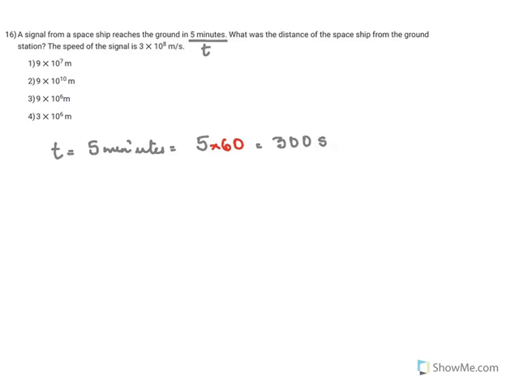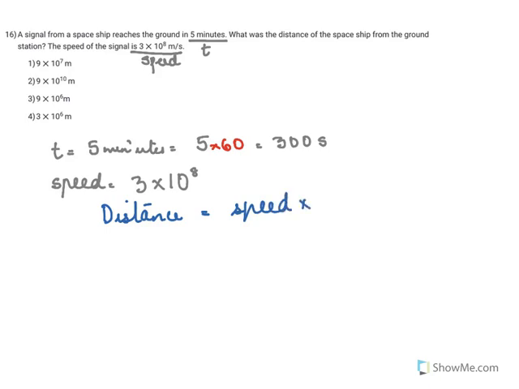What was the distance of the spaceship from the ground if the speed of light was 3 into 10 raised to the power of 8 meter per second? So this is speed. So I'll write speed. As we sometimes take a distance, here it is speed. 3 into 10 raised to the power of 8. Now if you remember the formula, distance equal to speed into time.